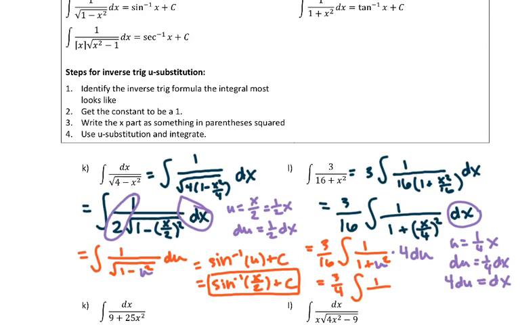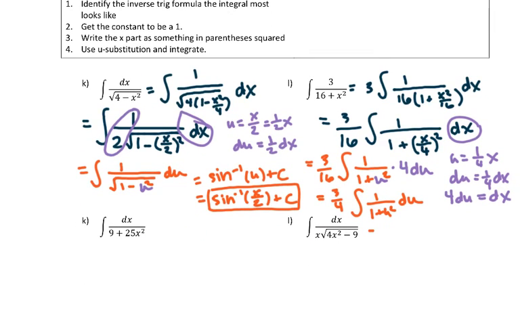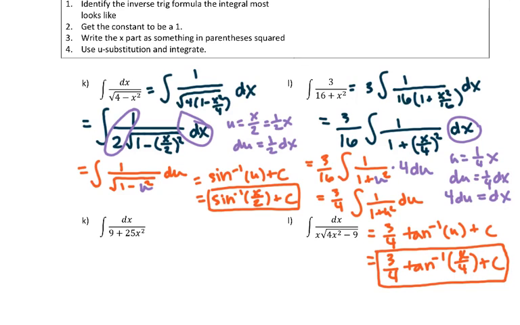And then I'm integrating 1 over 1 plus u squared du, which is simply inverse tan, or arctan. So that means I'm going to get 3/4 inverse tangent of u plus c, and then we're just going to plug in what our u is equal to, which is 1/4 x, or x over 4. Awesome.